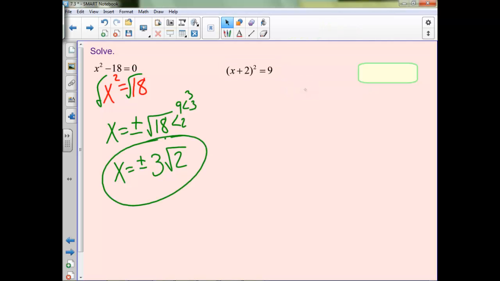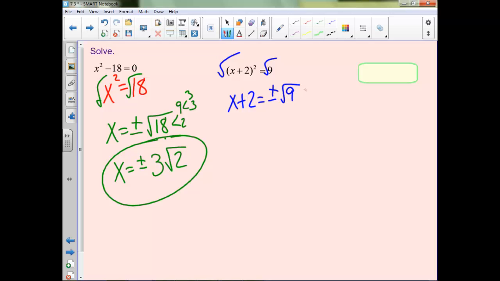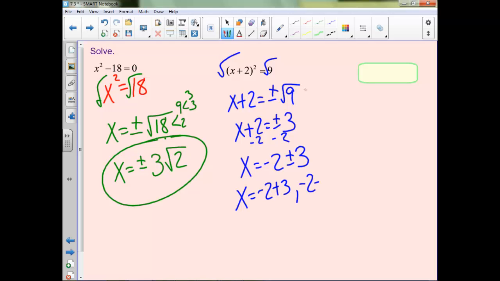For this next one, it looks a little different, but you still have something squared equaling a number. So we're going to take the square root of both sides. On the left side, we'll have x plus 2. On the right side, we're going to have plus or minus root 9, and root 9 is just 3. Then if we subtract 2 from both sides, we'll have negative 2 plus or minus 3. So we'll have negative 2 plus 3, or negative 2 minus 3. Negative 2 plus 3 is 1. Negative 2 minus 3 is negative 5.